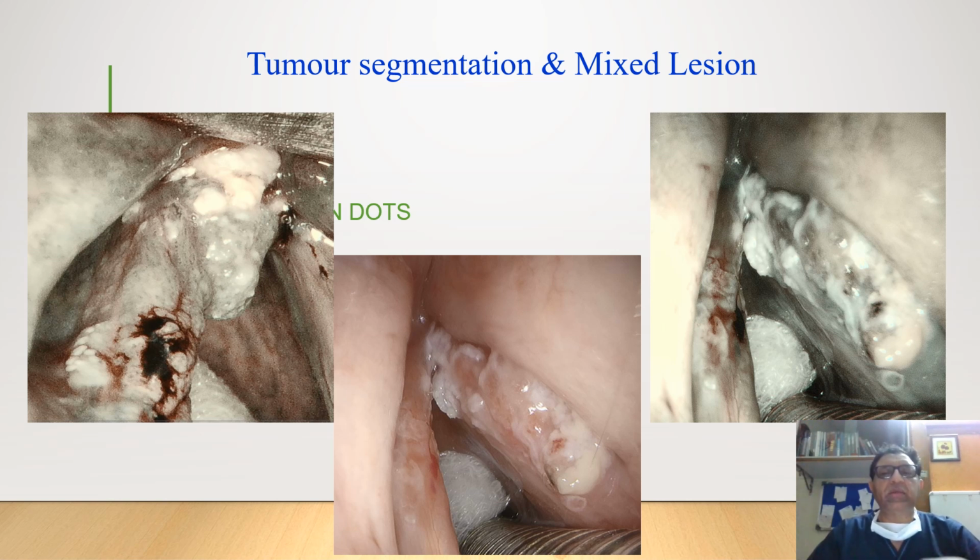Now coming to another component of it, that is tumor segmentation in mixed lesion. A lesion might have a 2 or 3 pattern with it, but once we are reporting that lesion we have to report it with the highest features which fit into the NBI classification.